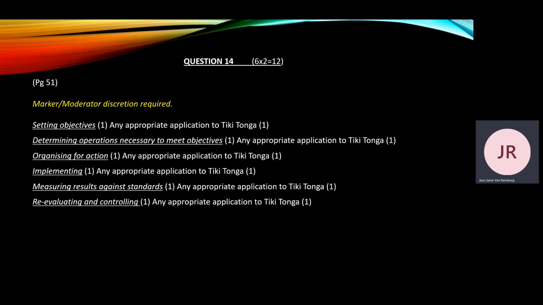You do these 6 steps. For each of them, you've got a mark, and then when you apply them to Tiki Tonga, for instance, so setting objectives, what can be an objective for Tiki Tonga? Determining operations necessary to meet this. Correct. What are you going to do actually to achieve the objective we've set in step number 1? Okay. I think you get the message. I'm not going to necessarily embroider on that because it's quite straightforward.